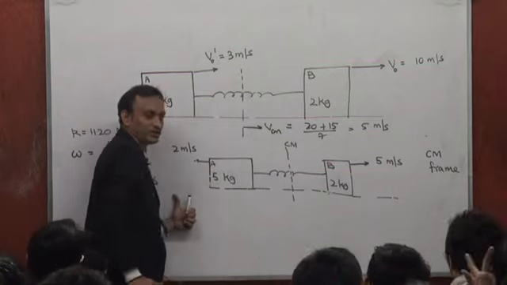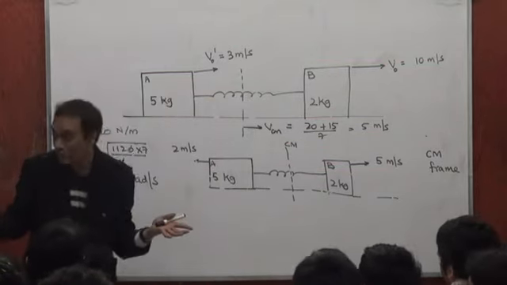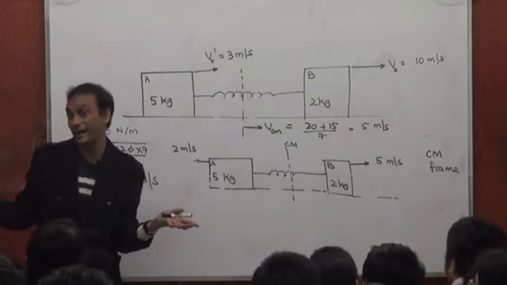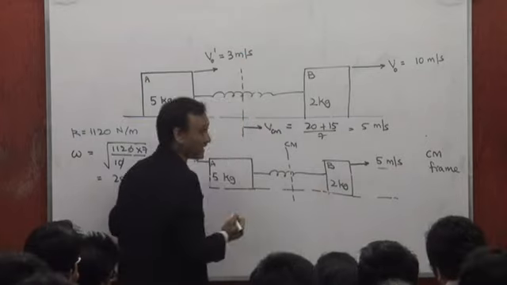This would move A1 units to the left. So then A1 plus A2 would be the maximum elongation, all right? So then how do you compute A1 and A2?